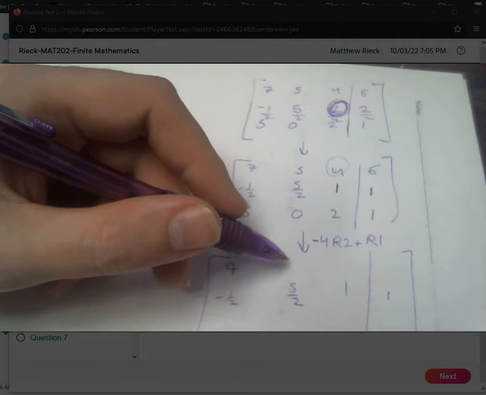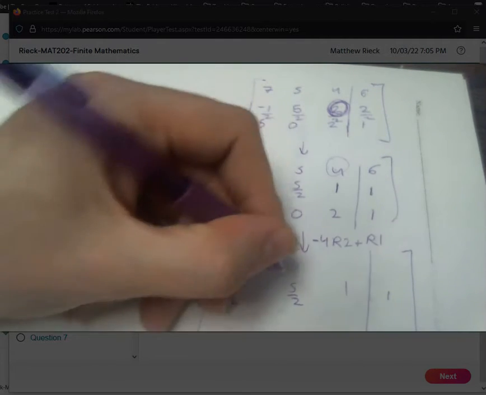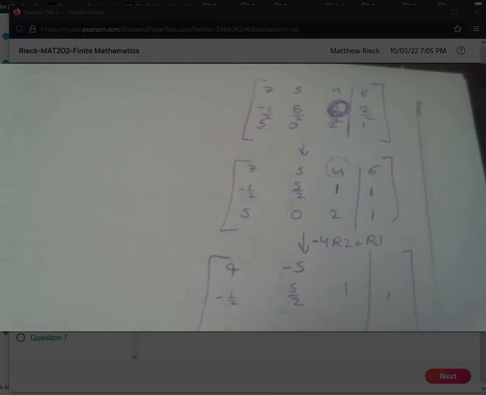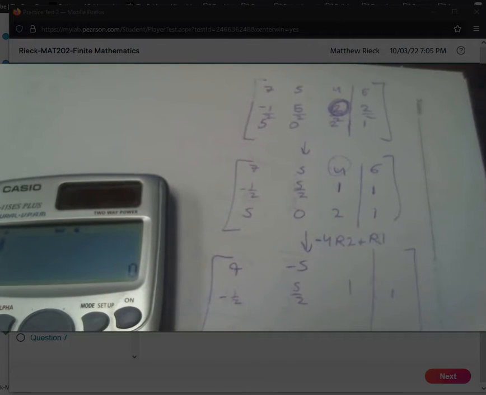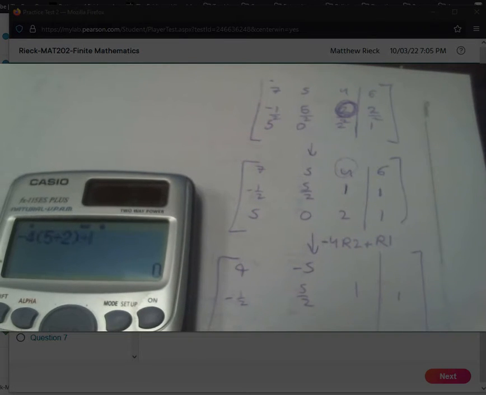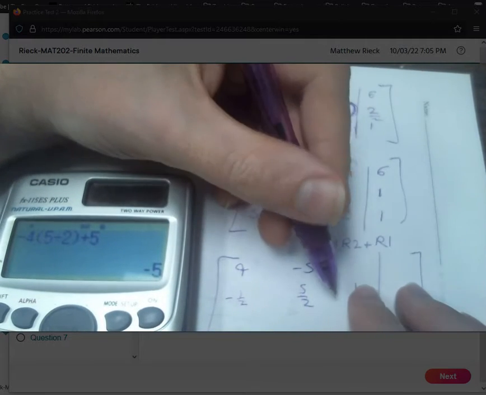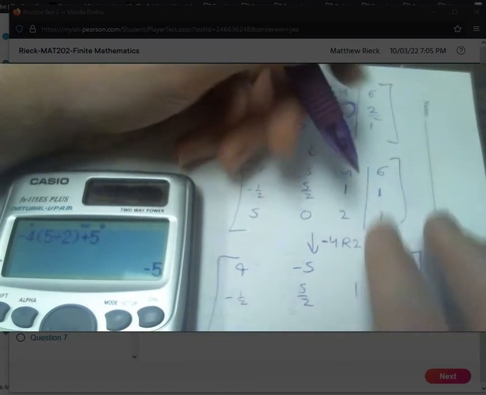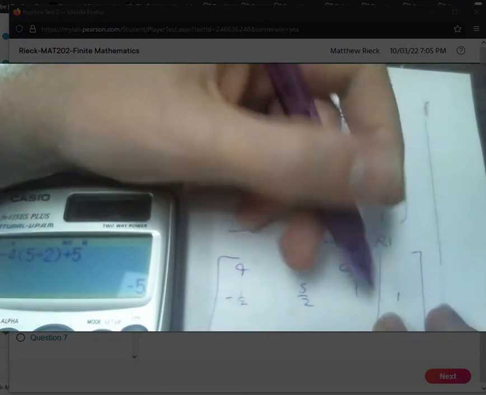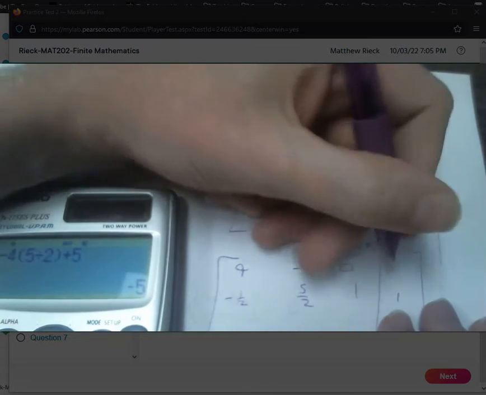All right, so that's going to be negative 10 plus 5, which is negative 5. Yeah, so we have negative 4 times 5 over 2 plus 5. And finally, or not quite finally, penultimately, I guess, we have negative 4 times 1, which is negative 4, plus 4 is going to be 0. And negative 4 times 1, now finally, is negative 4 plus 6, which is going to be 2.